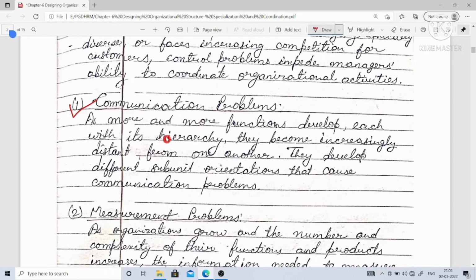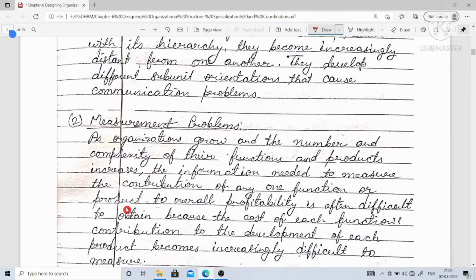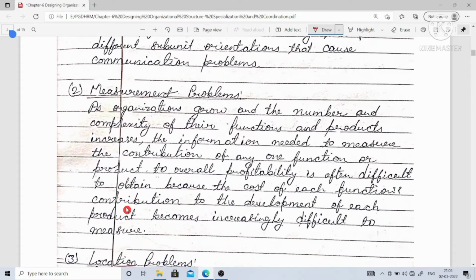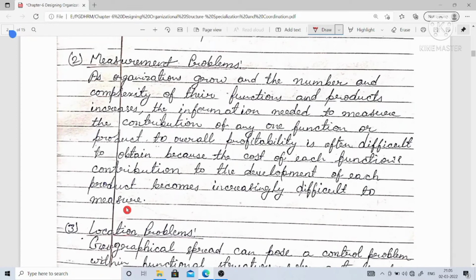This is the first problem in functional structure. The second problem of the functional structure given here is the measurement problem. As organizations grow and the number and complexity of their functions and products increases, the information needed to measure the contribution of any one function or product to overall profitability is often difficult to obtain, because the cost of each function's contribution to the development of each product becomes increasingly difficult to measure.